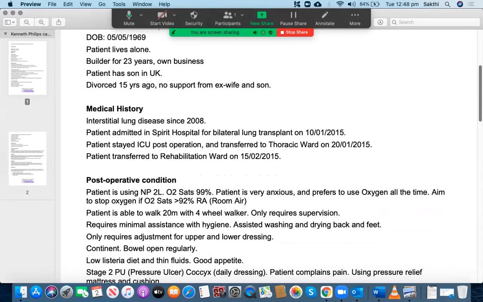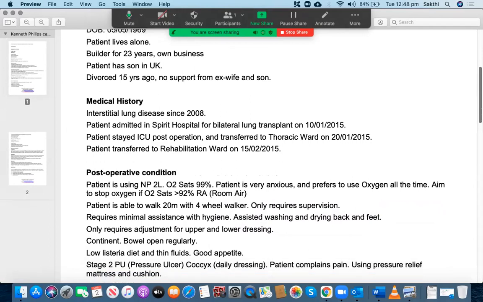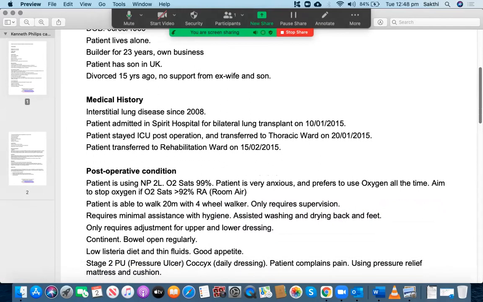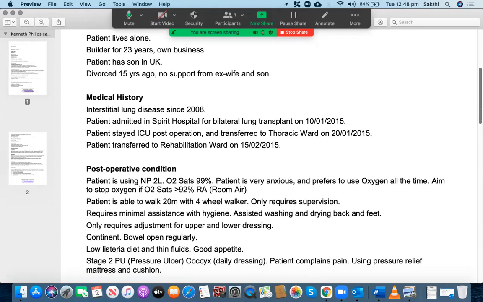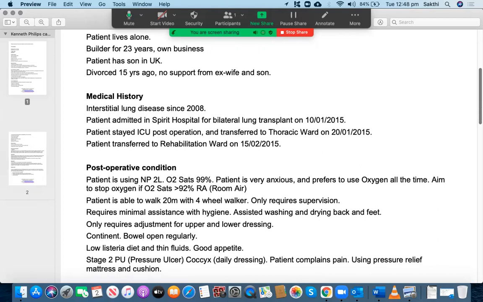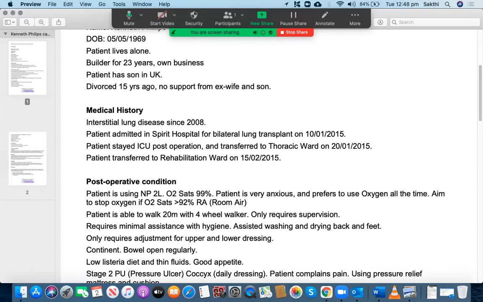Okay. And then interstitial lung disease since 2008. Patient admitted in Sprint Hospital for bilateral lung transplant on 10/1/2015. That's good. Patient stayed in ICU post-operation and transferred to the thoracic ward on 21/2015. Patient transferred to rehabilitation ward. That's fine. So yeah, these things are included there, I believe.